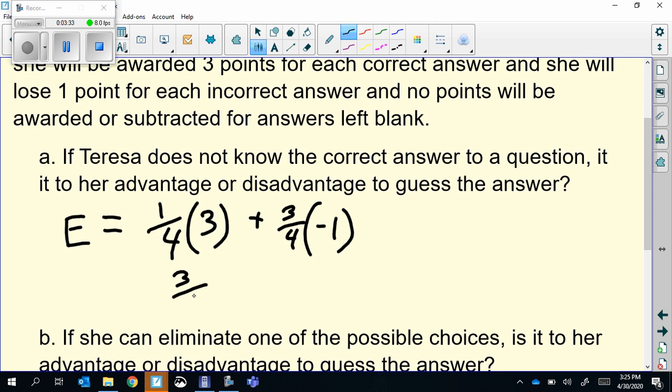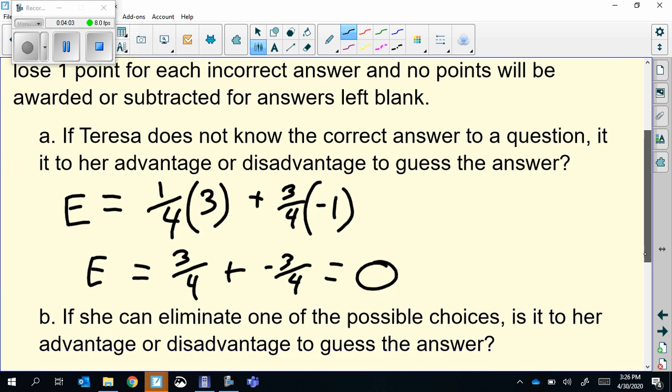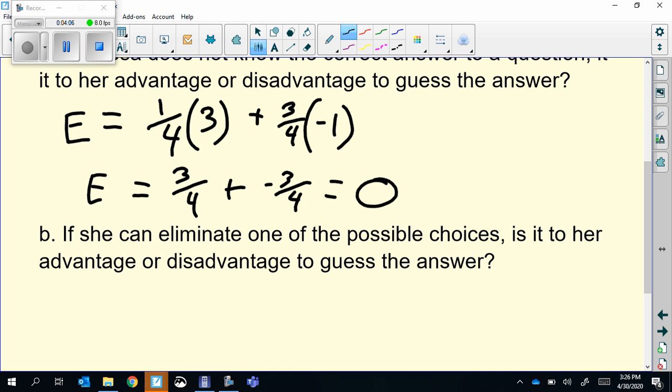So this is 3 times 1/4, that's 3/4. This is -3/4. That equals 0. So is it the advantage or disadvantage to guess? Neither. It's actually a break even on this one because it equals 0. If it was positive, that would mean it would be in her advantage. If it was negative, it would be a disadvantage. But it's weighted appropriately so that it's neither an advantage or disadvantage.